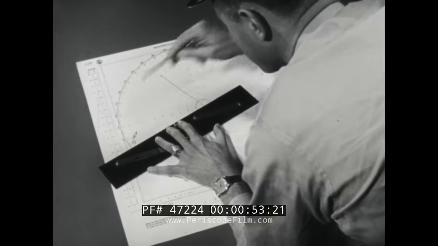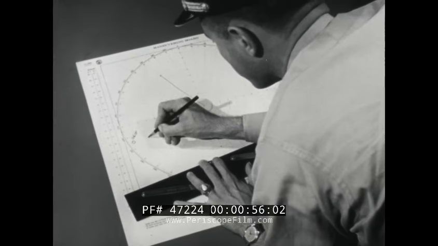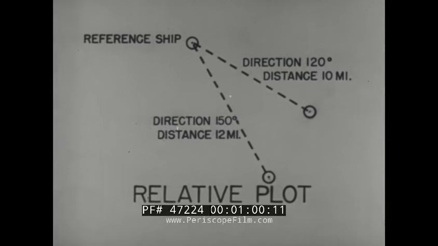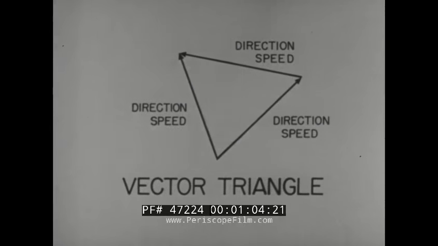The solution of a problem in relative motion is found by drawing two diagrams: the relative plot, showing successive directions and distances, and the vector triangle, showing directions and speeds.